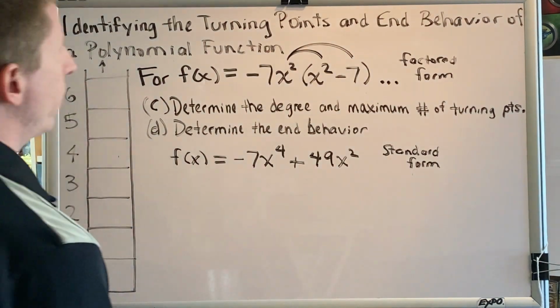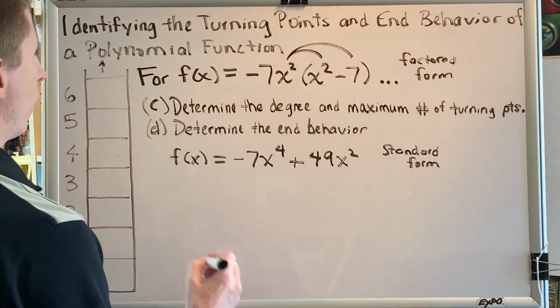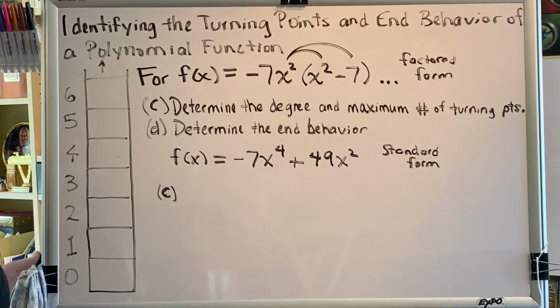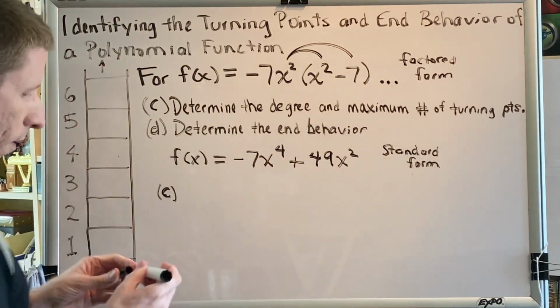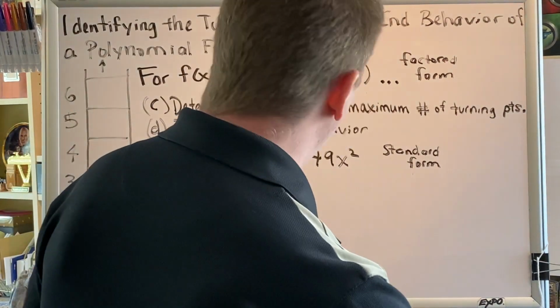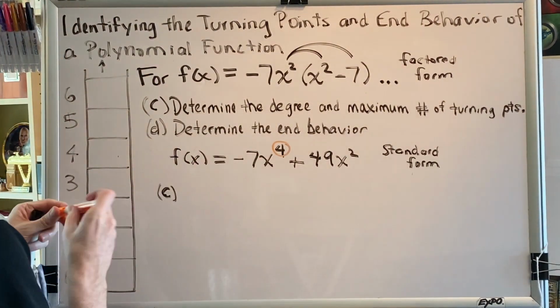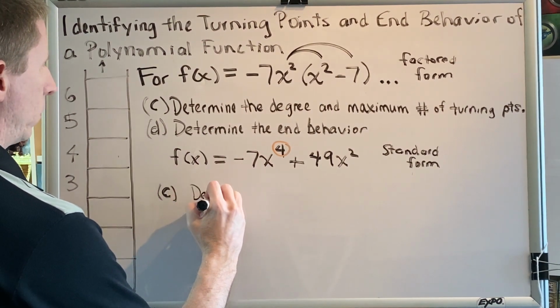It turns out finding the degree and the end behavior is very easy once your function is in standard form. Let's go ahead and do both of those things now. Okay, the degree of a polynomial written in standard form is the largest exponent of x needed to write that polynomial, which in this case is 4. So the degree is 4.